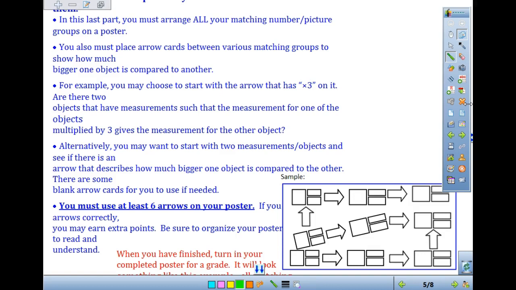It says, alternately, you may want to start with 2 measurement objects to see if there is an arrow that describes it, because I believe there's one arrow that's blank that you're going to be able to fill in, okay? So when you are looking at these, you're going to get all 3 sets. And it says, you must have at least 6 arrows on your poster.